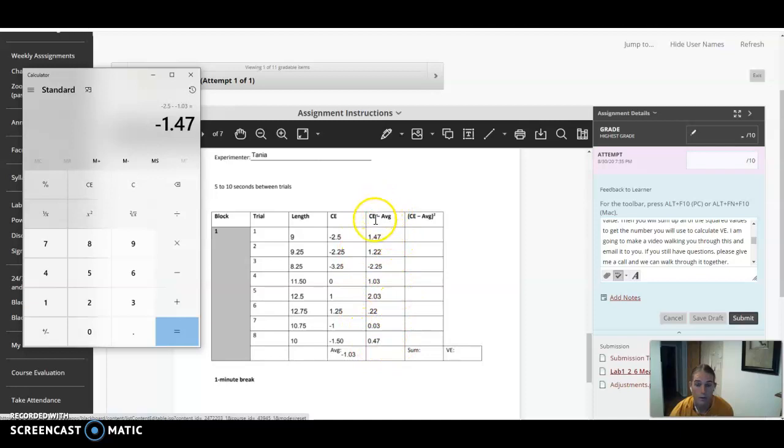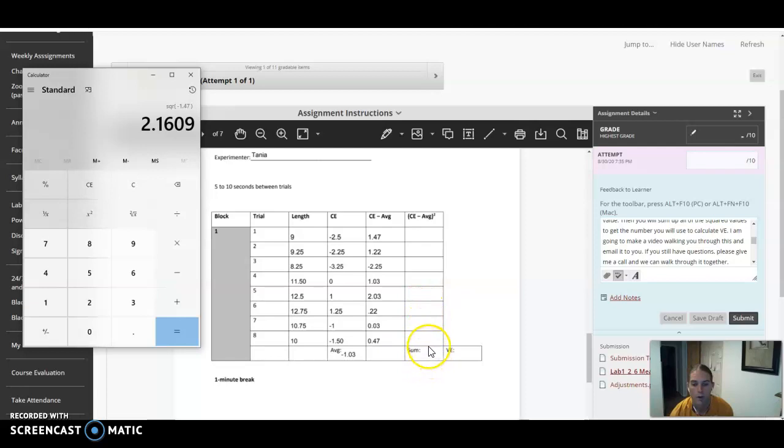Once you have this, now what we're going to do is we're going to take all these numbers and we're going to square them. So this first number that we got, -1.47, we're just going to take that number and we're going to square it, which gives us 2.16. And so we'll have all those squared values here. So this one you'll take this number here and you'll square it, you square it, and you square it, and you'll get all the numbers here. Once you have all these, you're going to add all these numbers up to get this sum number.